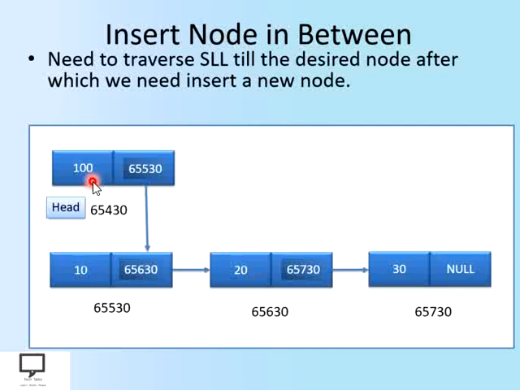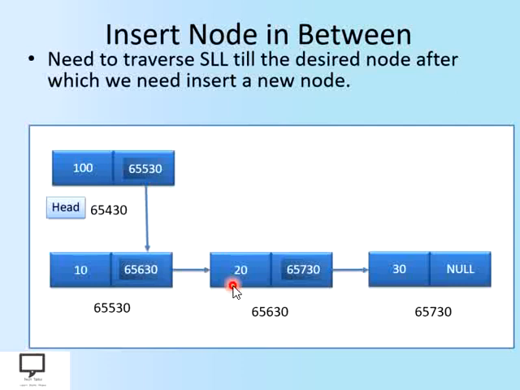After 100 also you can insert, because inserting before 100 will go under the category insert at the beginning, and inserting after 30 will go into the insert at the end category. So that's why after 100 you can insert a node, that will be the case of insert a node in between. After 10 also you can insert a node, that will belong to insert in between position, and after 20 also belongs to the insert node in between position.